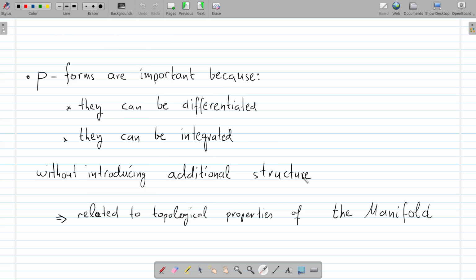P-forms are important because we can do some calculus without introducing additional structure to a differential manifold. We will show that they can be differentiated, and in a following video we will show that they can also be integrated. The properties also are related to the topological properties of the manifold as a topological space.